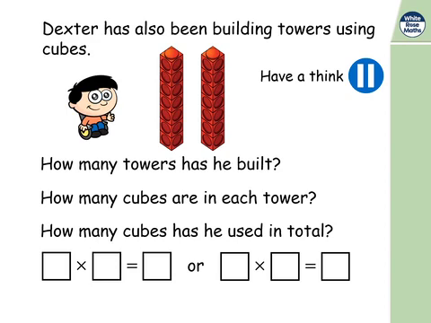That's right, this time 2 towers, 7 cubes in each tower, and 14 cubes altogether. And have you noticed what I've noticed? That the 2 numbers at the start of our multiplication calculation, these are called factors, 2 and 7 in this case, we can swap them around. 2 times 7 is 14, and 7 times 2 is 14. That's really interesting, isn't it?